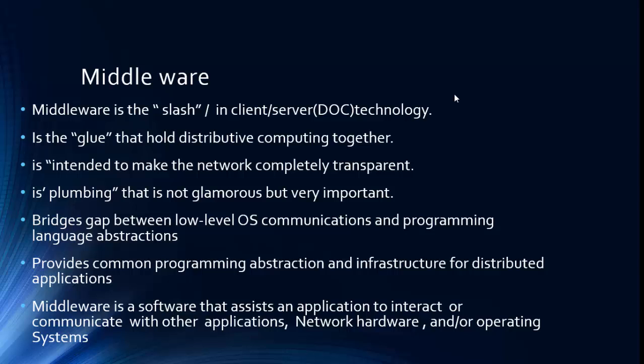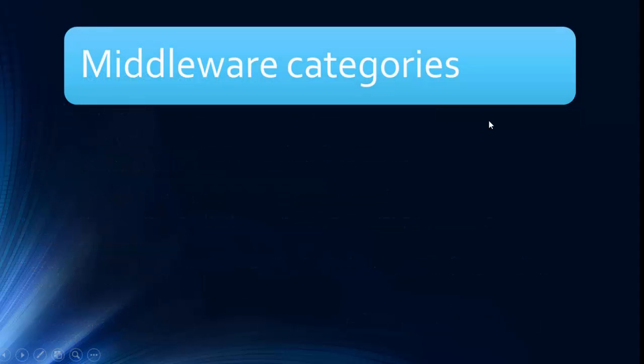First, when we write server and client, we always see a slash between them. Middleware is the slash in client-server technology. Middleware is the glue that holds distributed computing together and makes the network completely transparent. It is the plumbing that is not glamorous but very important. Middleware is software that assists an application to interact or communicate with other applications, networks, hardware or operating systems. It connects with these things.